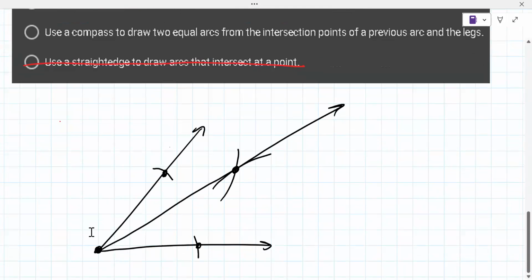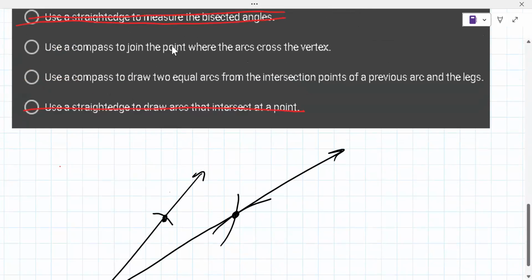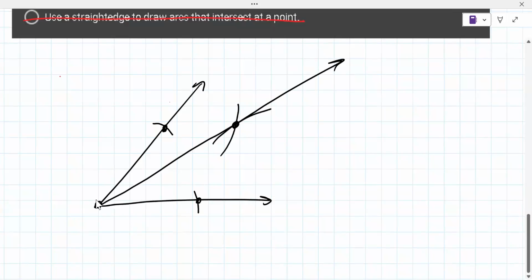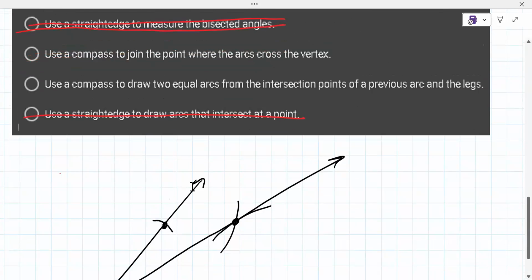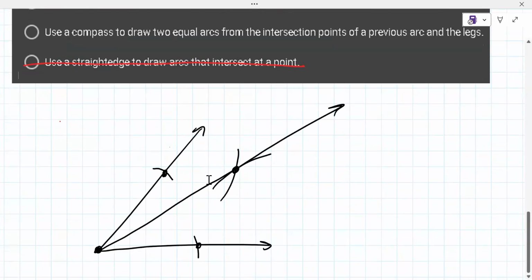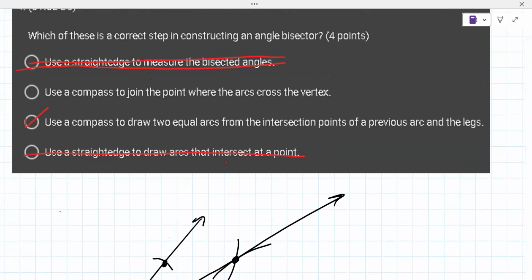So here's the vertex down here. Did we ever do anything at the vertex? Did we join the point where the arcs cross the vertex? Don't you see any arcs there? No, not at all. Did we draw 2 equal arcs from the intersected points? Here are the 2 equal arcs. Oh, I see that now. Okay. Yeah, this is hard. This is hard to do, but you made some good leaps there trying to figure it out on your own, and I do appreciate that.